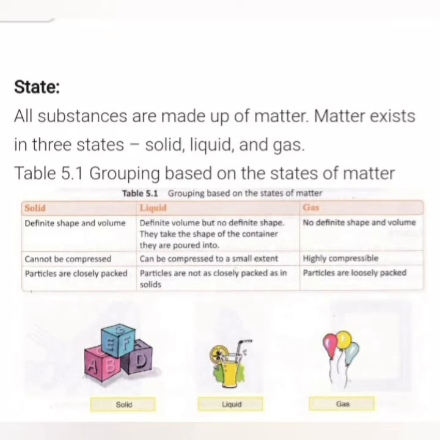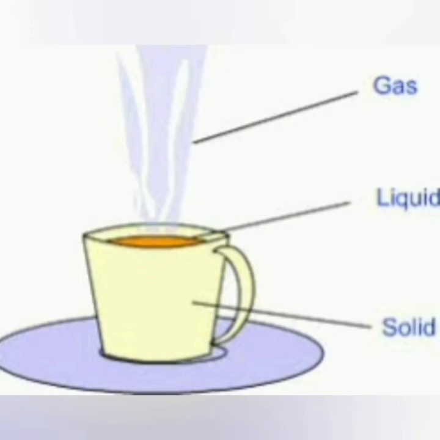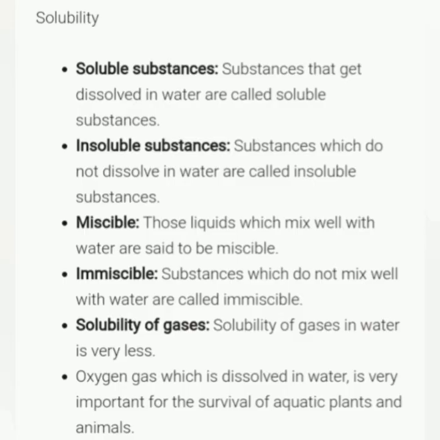And in the liquid state, it has a definite volume but no definite shape. Liquids take the shape of the container, can be compressed to a small extent, and the particles are not as closely packed as in solid. Now in the gaseous state, there is no definite shape and volume, gases are highly compressible, and the particles are not closely packed. Clear?